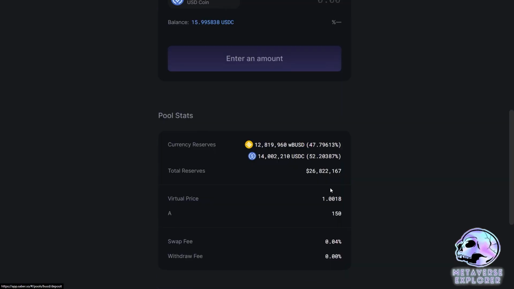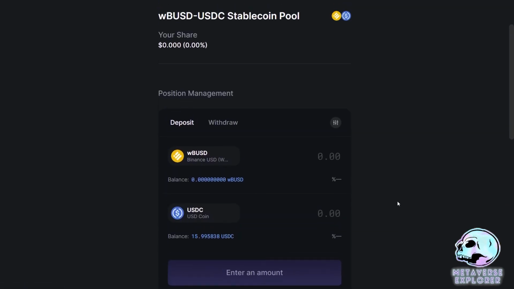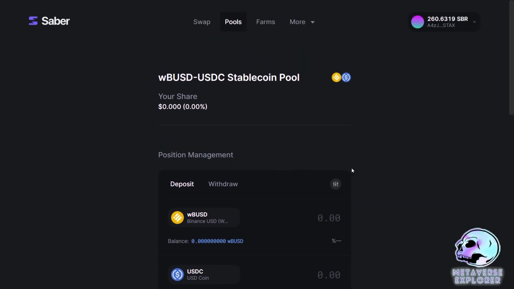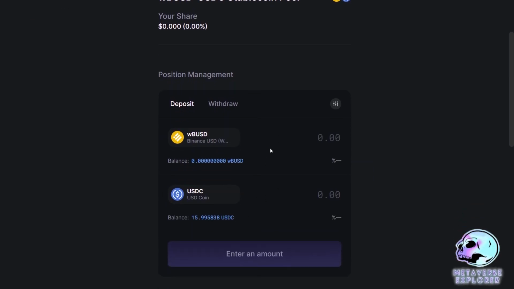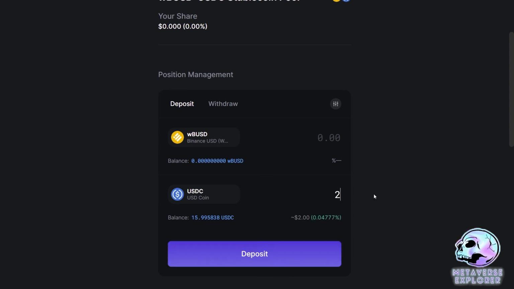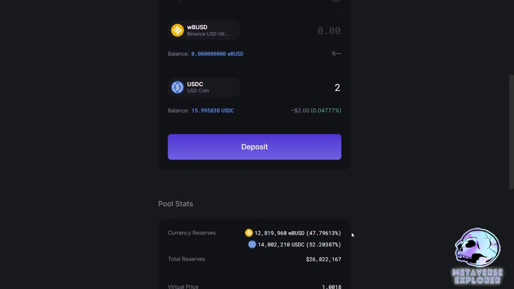Let's deposit something. In the same way as the other Mercurial pool works, you can deposit one token or you can deposit two, which is very good. I only have USDC at the moment. I have no wrapped BUSD. I'm going to put $2 into this pool. What it'll do, it'll swap my $2 and give me the same amount of BUSD and add it to the pool.